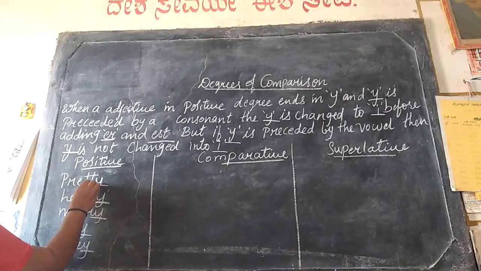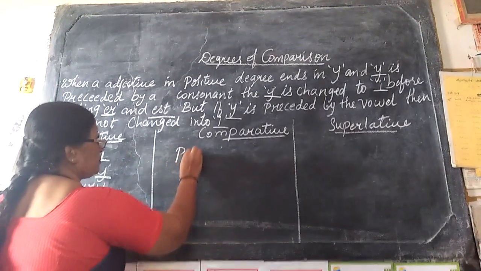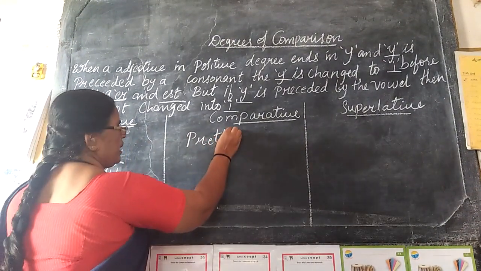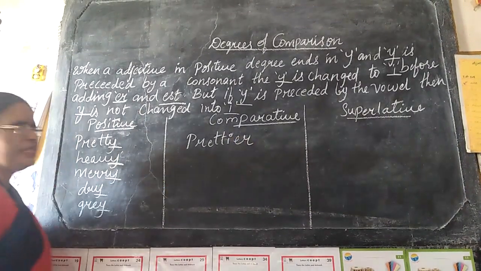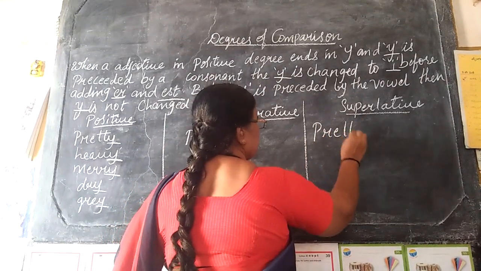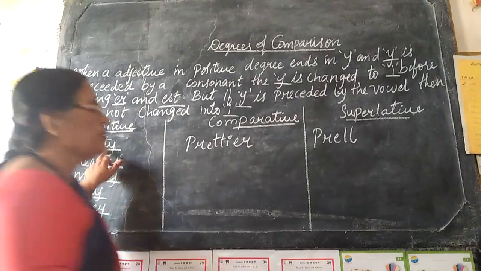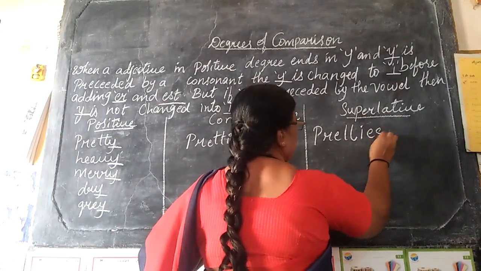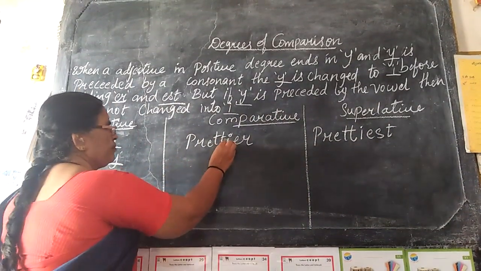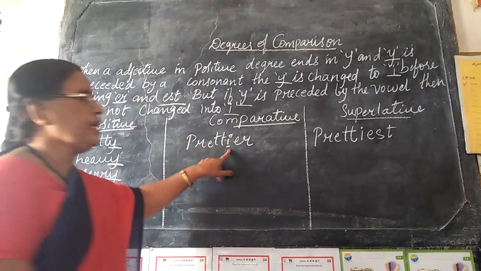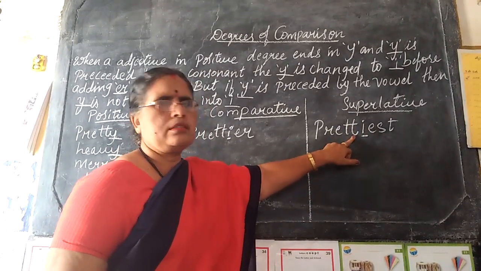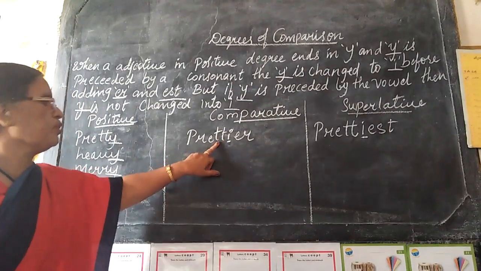Pretty. You have a consonant T here. So, pretty, Y is changed into I and add ER: prettier. P-R-E-T-T, Y is removed, add E-S-T. Okay, now you can see I. Y is replaced by I because we have a consonant before it.